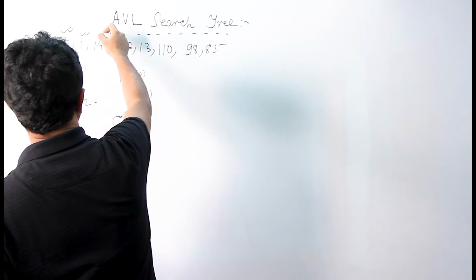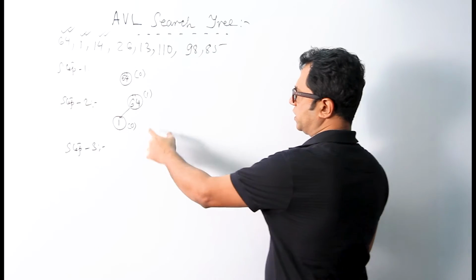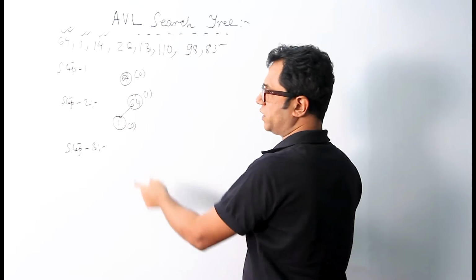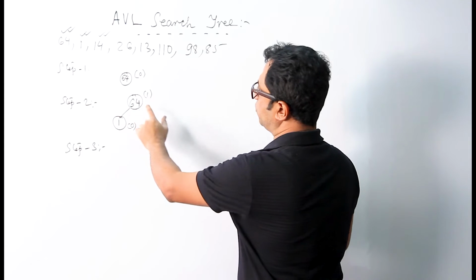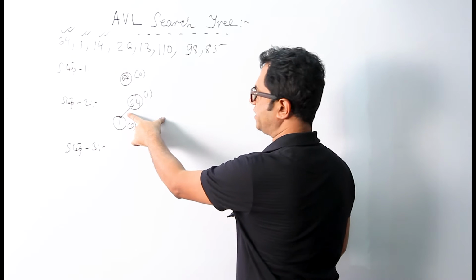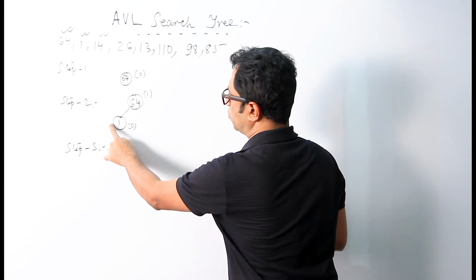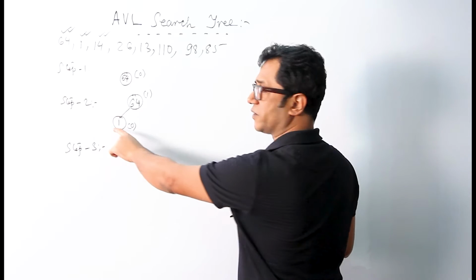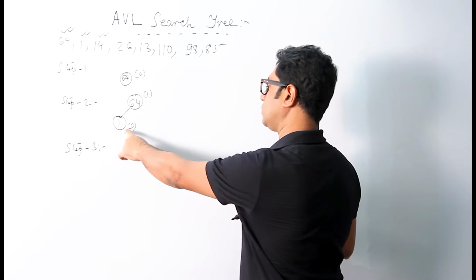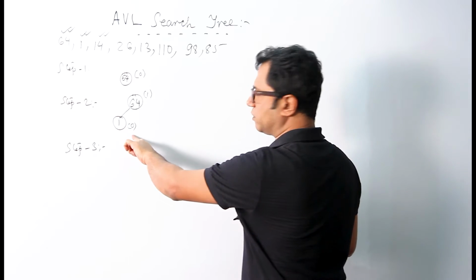Step 3 means we have to insert this 14. So what will the AVL search tree look like after the insertion of 14? Let me see. 14 is less than 64, so it will go to the left subtree of 64. We compare 14 with 1 and see that 14 is greater than 1, so 14 will be placed on the right subtree of the node containing the value 1.